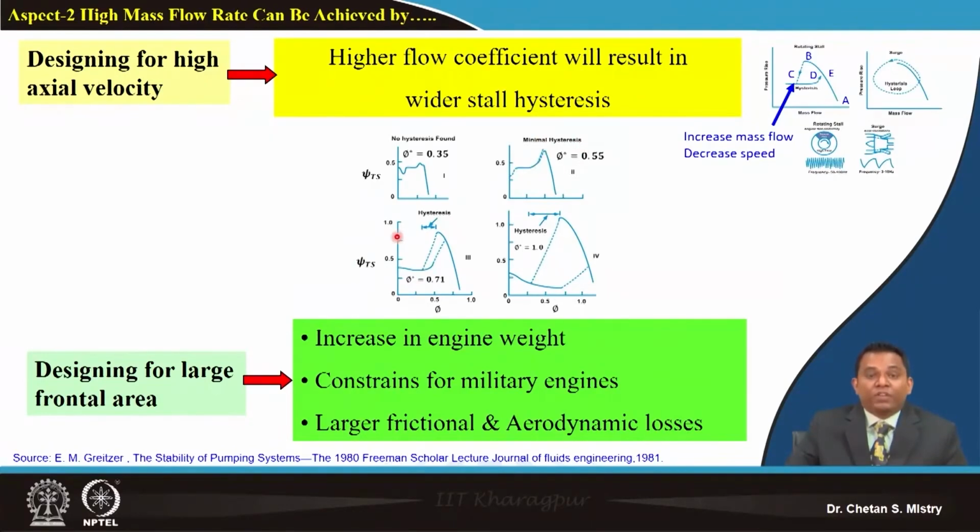But at the same time, when we go with the flow coefficient in the range of 0.71, my hysteresis becomes larger. And when we go to a flow coefficient in the range of 1, we will have very high hysteresis. So this is putting a constraint in terms of having higher axial velocity.